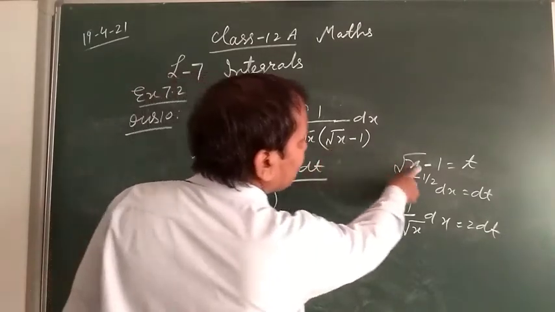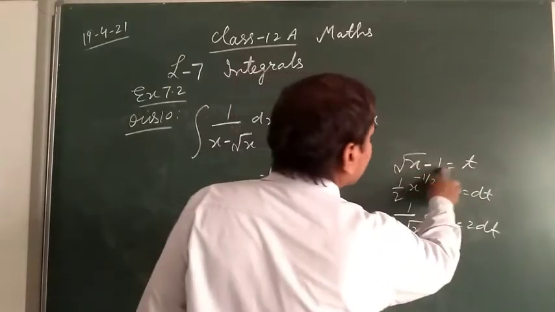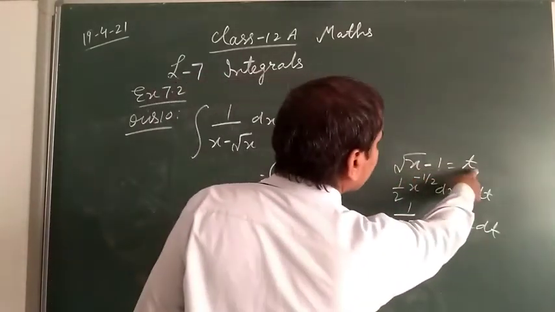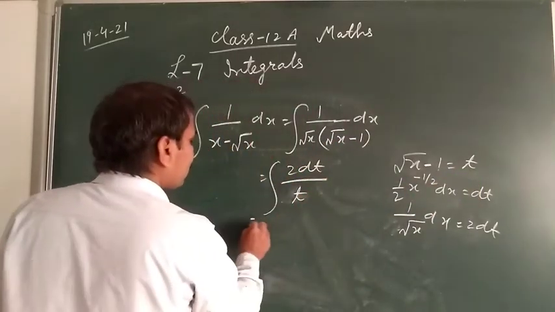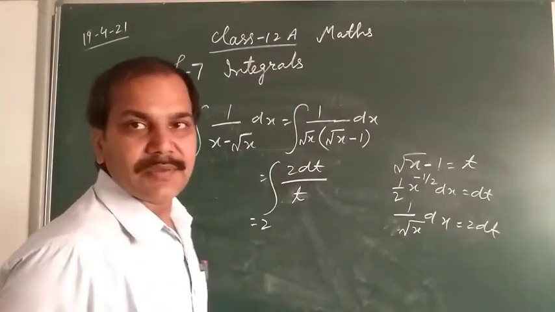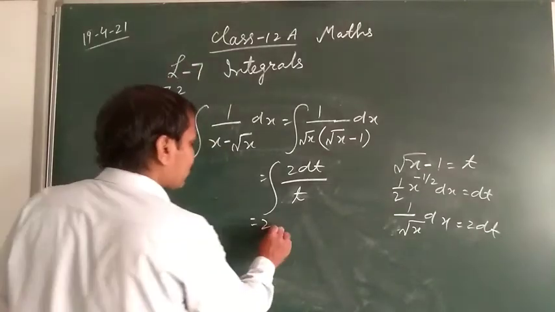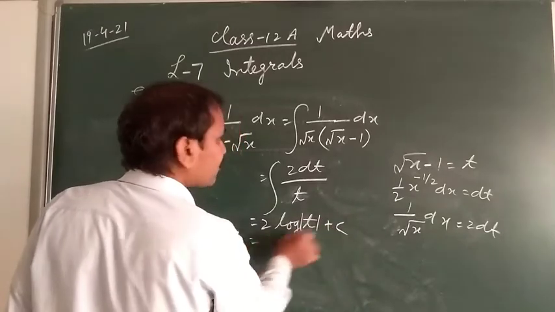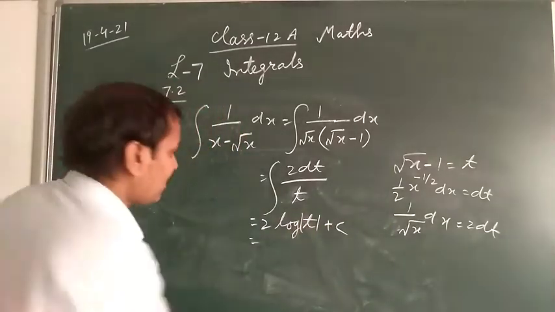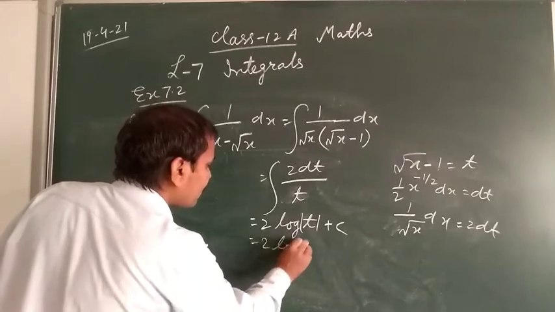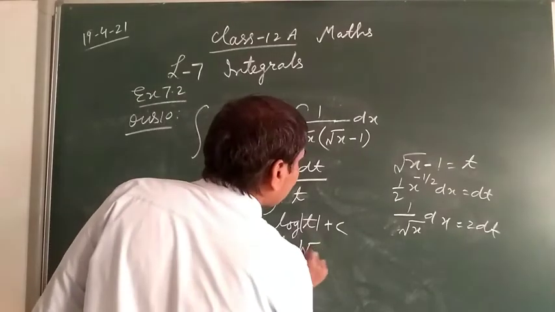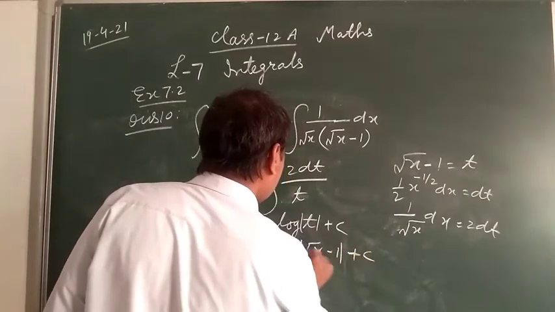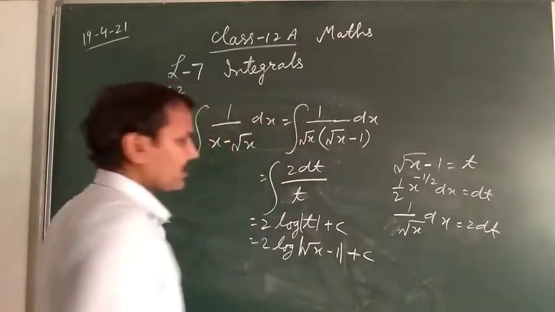Upon under root x minus 1, directly suppose t. So 2 and 1 upon t, the integration of which is log t. So 2 log t plus constant. Then putting the t value, that will be the answer. So 2 log under root x minus 1 plus constant. Clear?